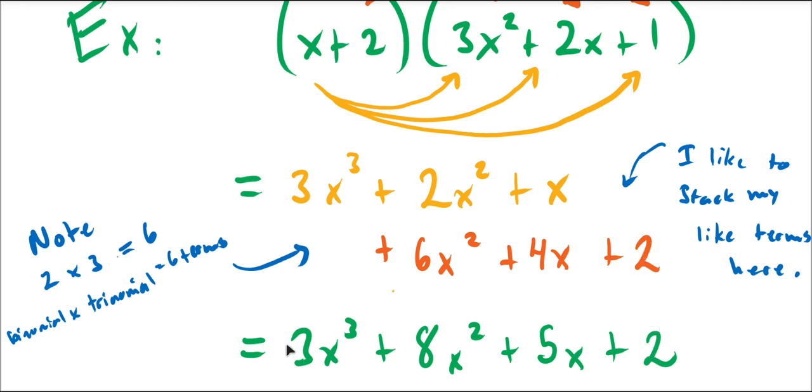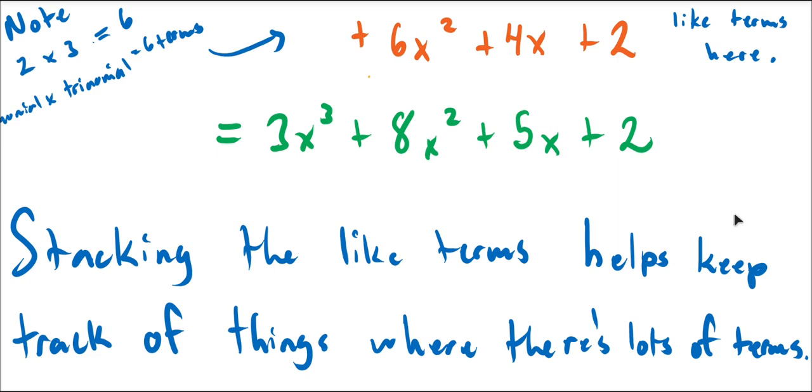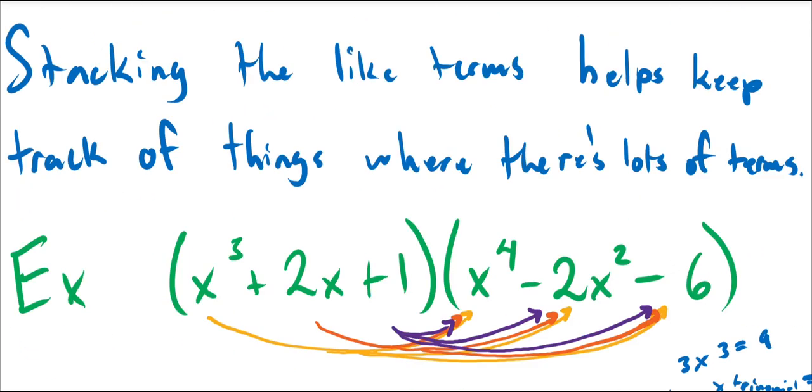So this is our final answer. And it has fewer than the original 6 terms, because 2 pairs of them collapse down into single terms by combining like terms. So I think this is a really good idea: try to stack your like terms when you do these big polynomial multiplications, because that helps you keep track of who's going to add up with whom. So let's look at one more example.